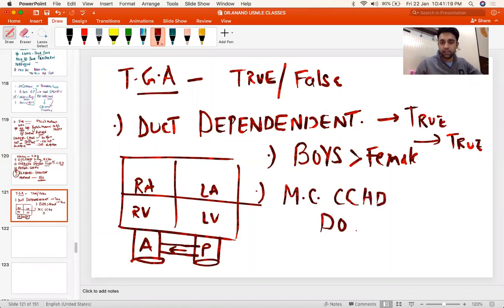at day of life 1. Is it true or false? Anyone? The most common cyanotic congenital heart disease at day of life 1. Yes, so it is true. So in this question, actually all are true. There's nothing false in this. The book says it is more common in boys as compared to the girls.